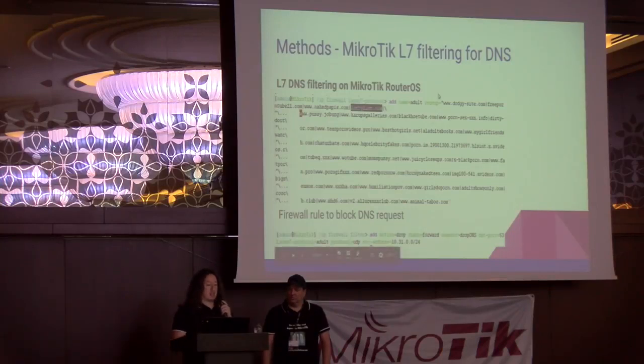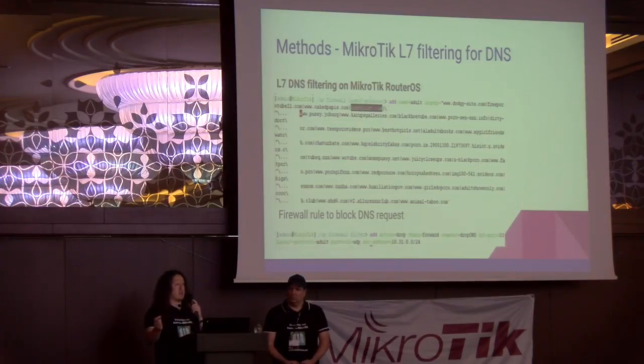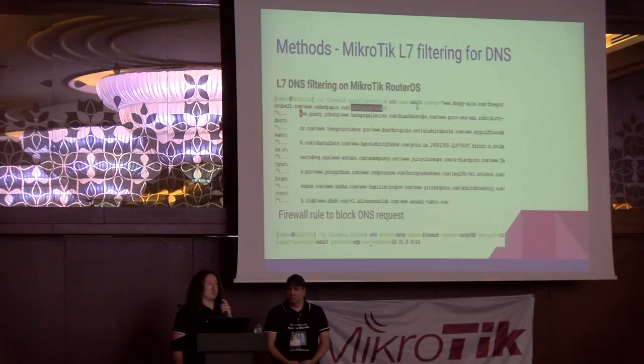So, layer 7 DNS filtering on the MikroTik. The previous one addressed packets going through the MikroTik. Now we're addressing filtering based on DNS with a regular expression. We can do a similar kind of thing. You'll see we create a new list called adult, and that's another regular expression.